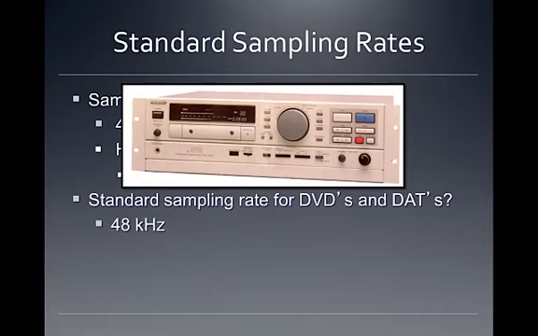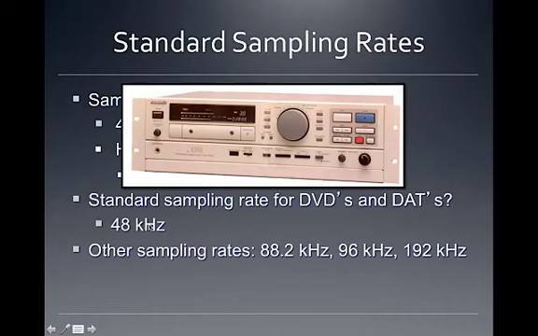So we don't see these around too much, but that idea of audio for video recorded at 48K at a minimum is very typical. Other sampling rates that you might find would be 88.2, 96K, and 192. If you think about a 192K sampling rate, that means that we could record frequencies up to 96 kilohertz.